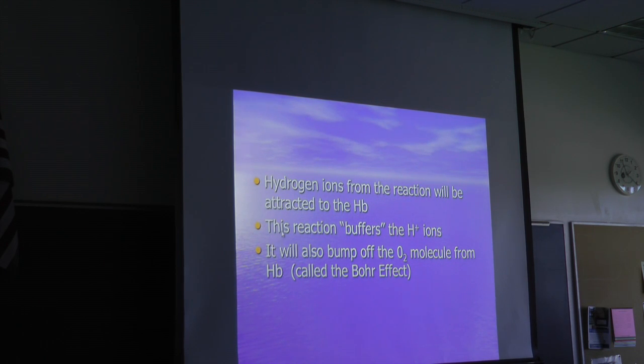It tells you that this reaction buffers the hydrogen ions, but I haven't told you what a buffer is yet, so you're going to have to write down the definition of a buffer. The definition of a buffer is to neutralize. And I also have it cleans or neutralizes by removing hydrogen ions from a solution.